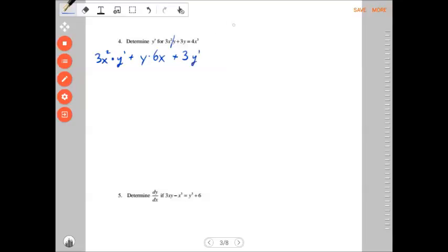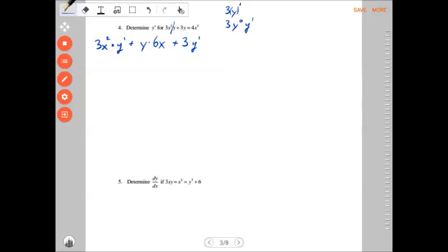3y prime. Now let's expand that a little bit. 3y, okay, so that's 3y to the 1. So 3 times 1 is 3, y to the 0, and then the derivative of the y is just y prime. So 3 times 1 times y prime, that's why it's just 3y prime. Okay, equals 12x squared. Now remember, technically there's an x prime there, but we ignore it. Bye-bye, see ya. All right, so now we have this.